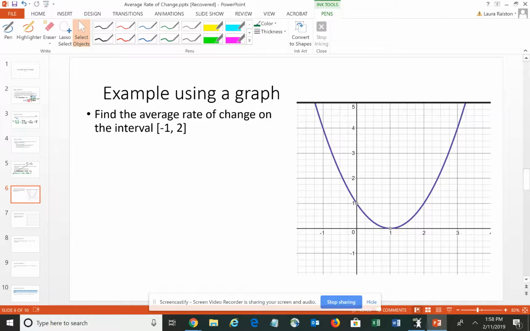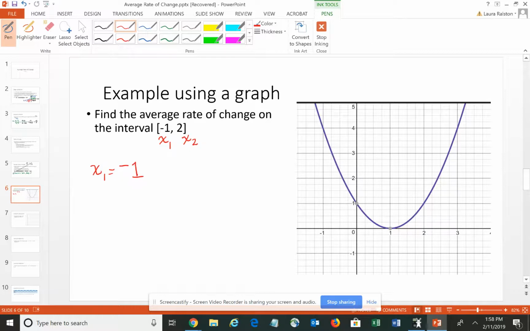So here's an example where you're asked to find the rate of change using a graph. It says find the average rate of change on the interval -1, 2. Now what you have to remember is that these values in this interval are your x values. So this would be like your beginning value is x1, your ending value is x2, and you're going to use the graph to find the corresponding y. So I'm going to look at the graph and I want to think about what value I have when x is -1.